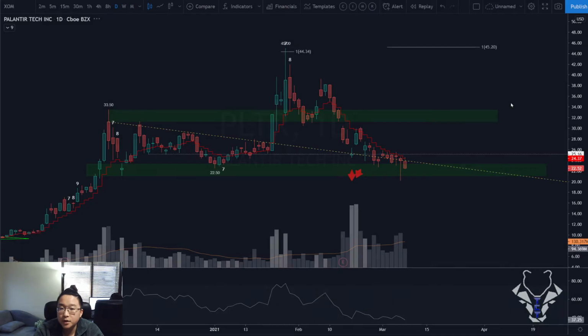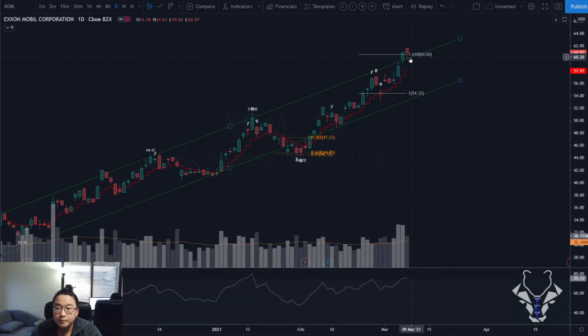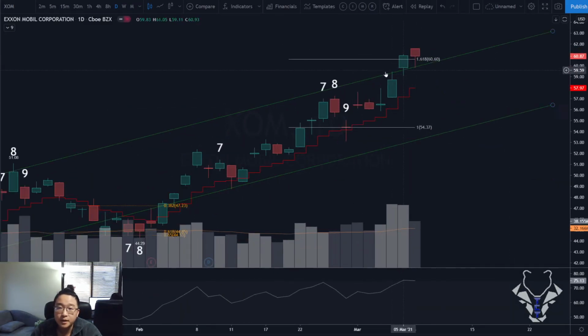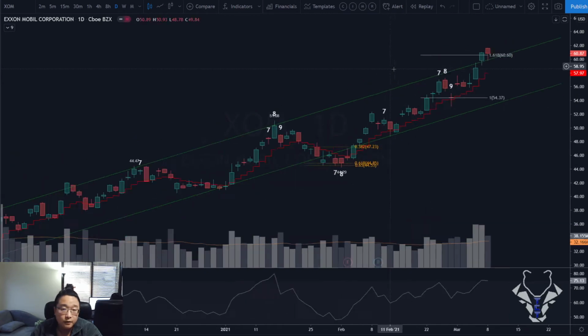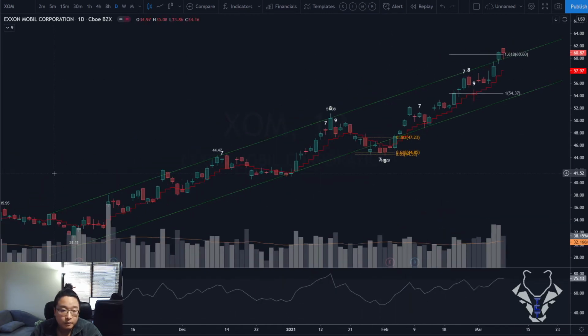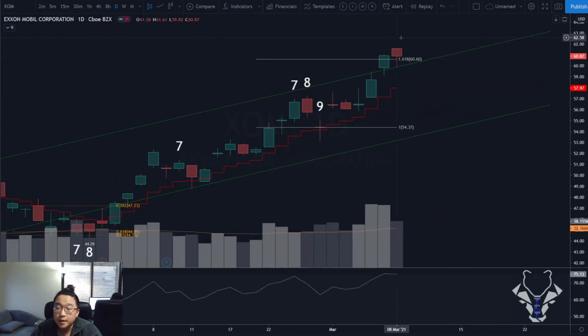Next, XOM. What a beautiful backtest. We broke over the upper trend line of the channel since October, and today, immediate backtest with a bounce from the backtest. Chart looks great for continuation.